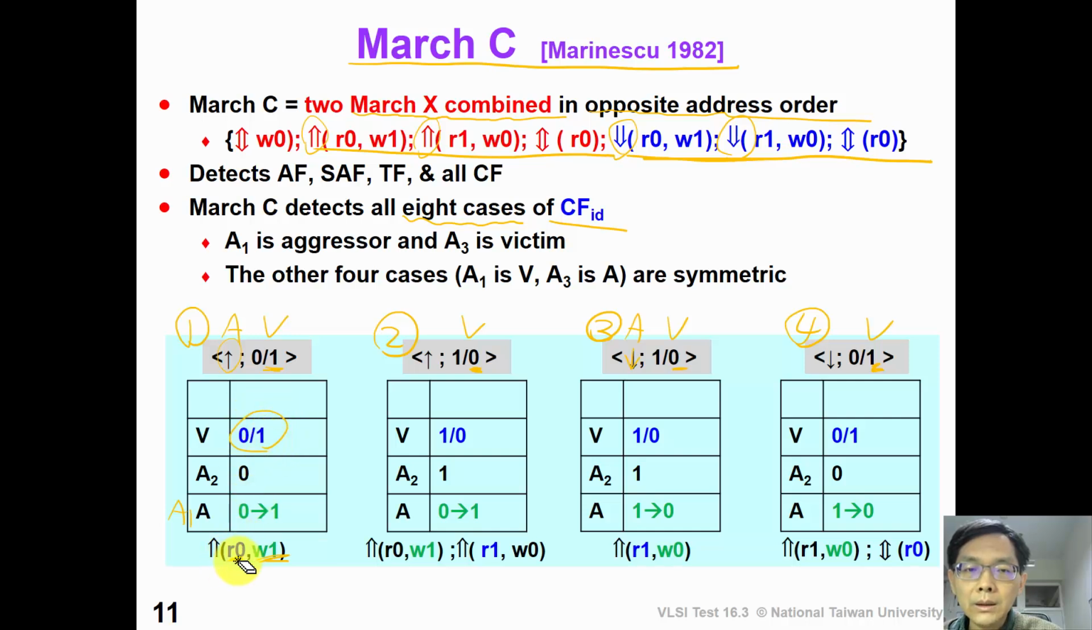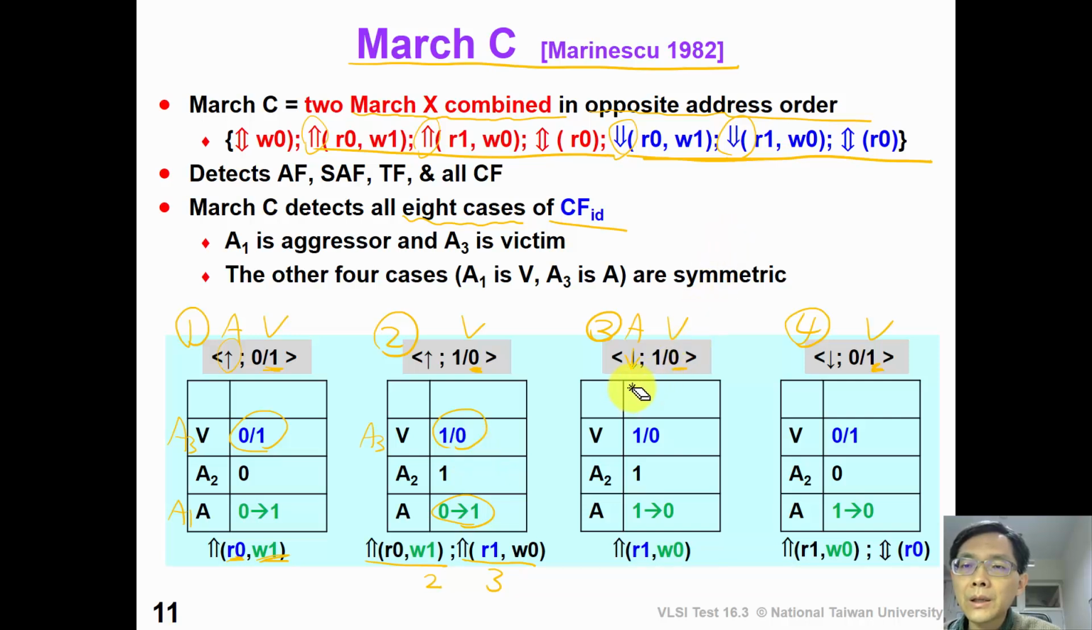Now, for case 1, when we write A1 to 1, the victim is forced to 1. It can be detected by the same March algorithm when we access A3. For case 2, we can see that in the second March element, A1 is written to 1. At this time, the victim is forced to 0. In the third March element, when we read A3, we can detect the fault.